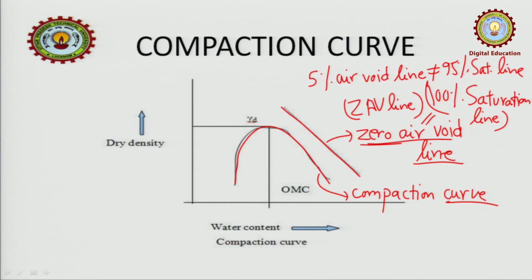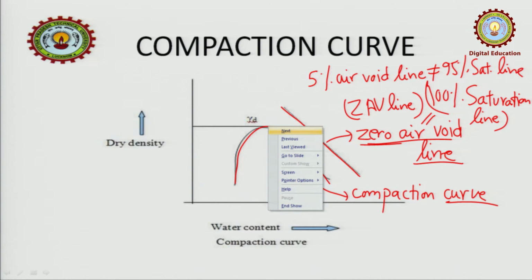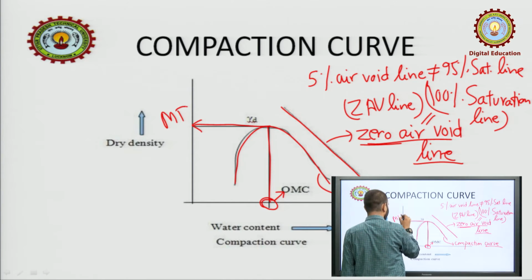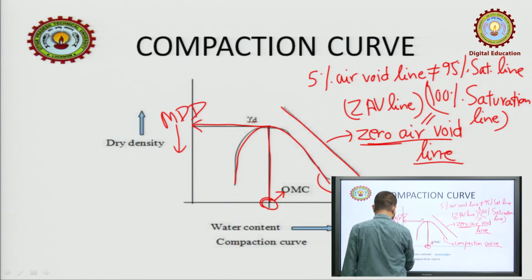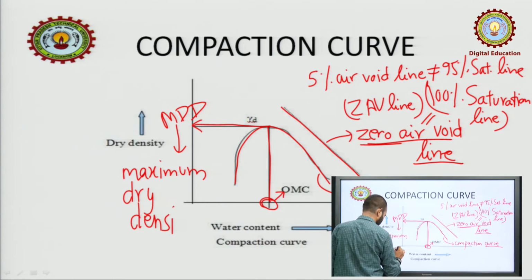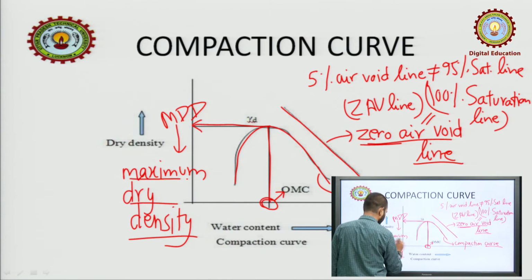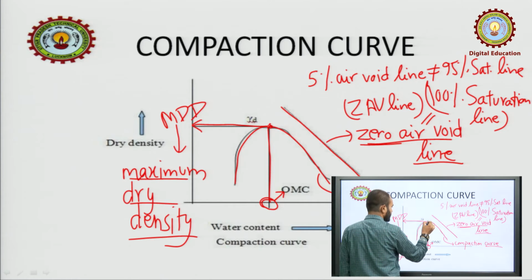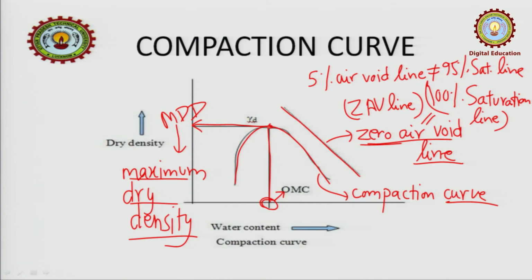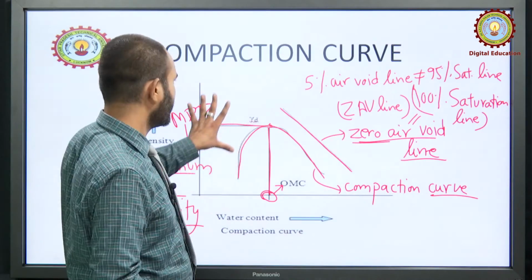Here what we see is the OMC, and this is the maximum, called MDD in short. MDD means maximum dry density. This is the maximum dry density, which means the highest density that could be obtained at that moisture content. After that, the density will start falling. So this was the explanation for this curve.